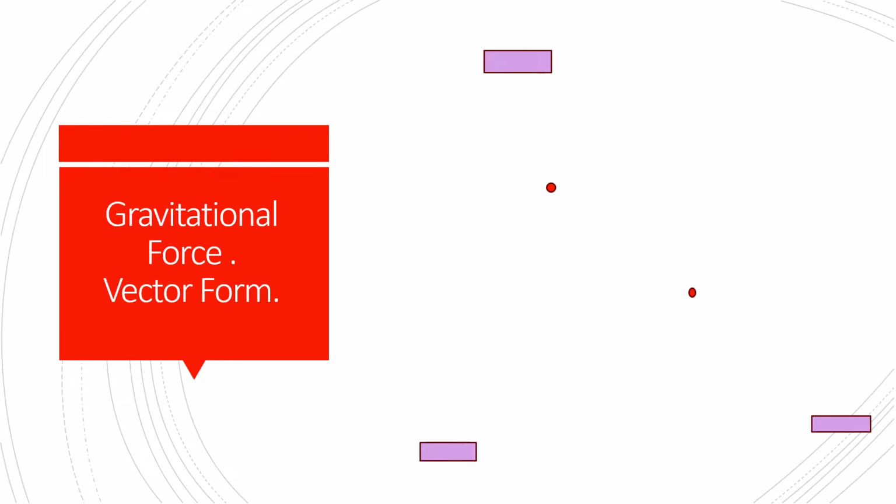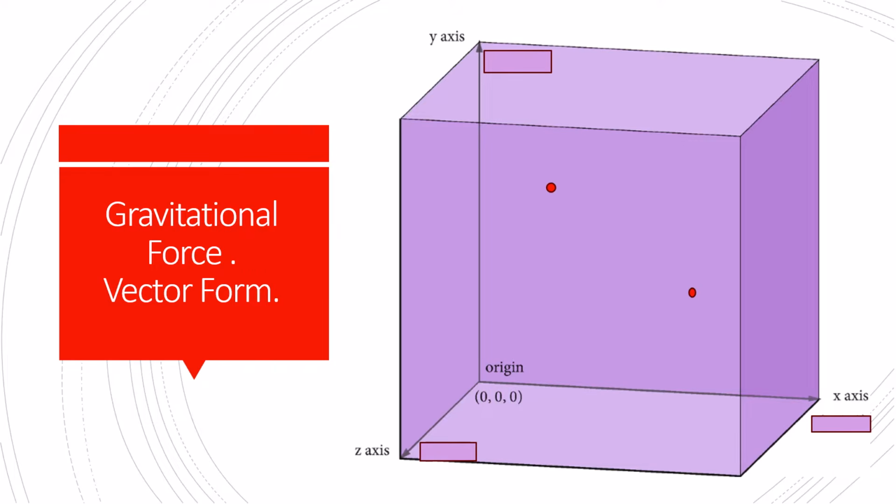Now move on. We study gravitational force in vector form. We draw the 3D coordinate system. We take two masses m1 and m2. Now m1 has position vector r1 with respect to the origin and m2 has position vector r2. Now the relative distance between m1 and m2 is r21. r21 is r2 minus r1.